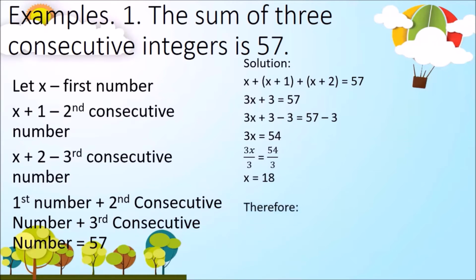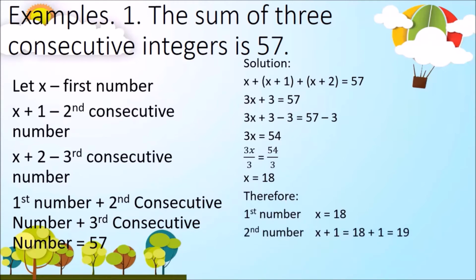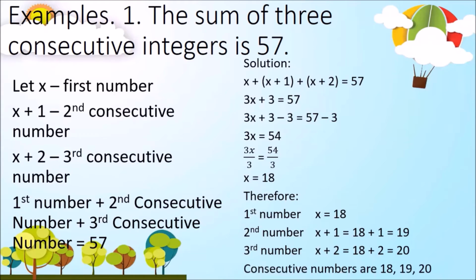So, for checking, the first number, x is equal to 18. And the second consecutive number, x plus 1 is equal to 18 plus 1, and that is 19. And the third consecutive number is x plus 2, so equals to 18 plus 2 is equal to 20. So the three consecutive integers are 18, 19, and 20. And if we add these three, the sum is equal to 57.